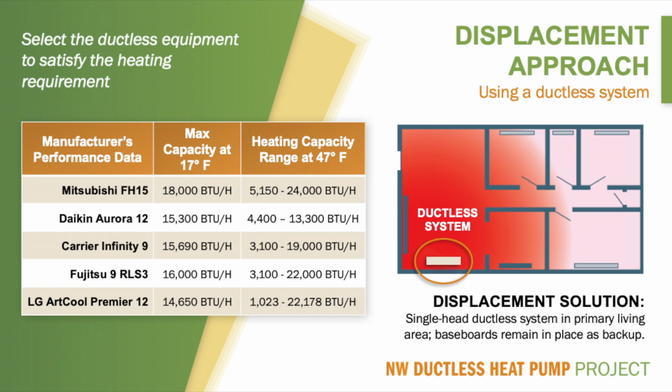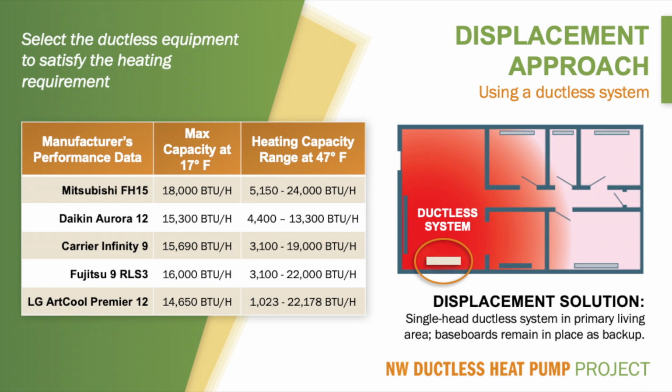In some cases, we had to go up within the product line to find the model that produces the amount of heat we need. Why 17 degrees F instead of the design temperature of 20 degrees F? Because 17 degrees Fahrenheit is a temperature where rating info is easily found in the manufacturer's product literature.